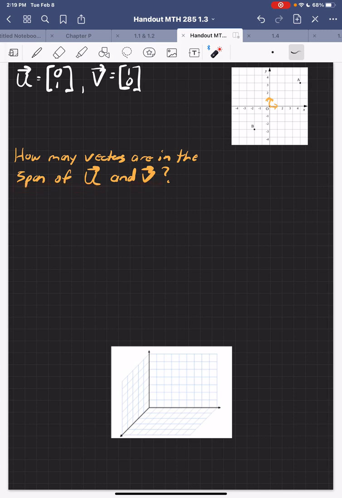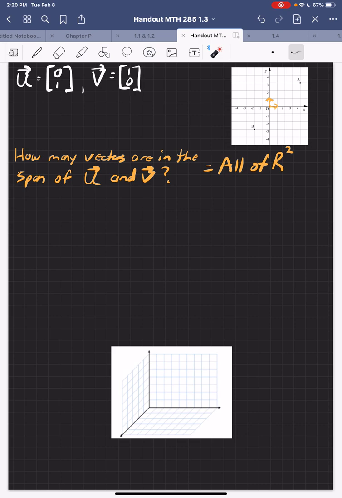Well, the answer to this question is all vectors in R2. In other words, I can reach any of these points. I just need to travel along the v direction, then travel along the u direction, and I will be able to reach any of those points. So the answer to this question, how many vectors are in the span of u and v? It's all of the vectors in R2.